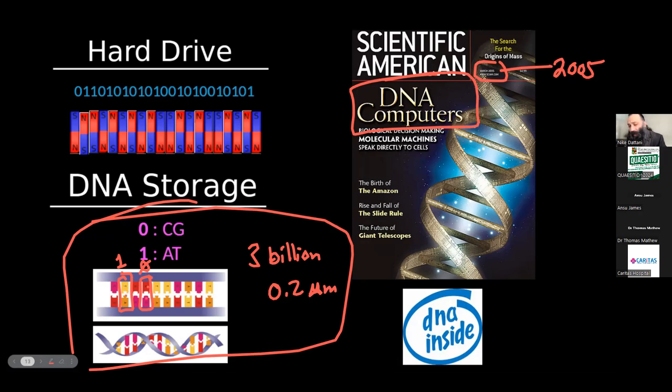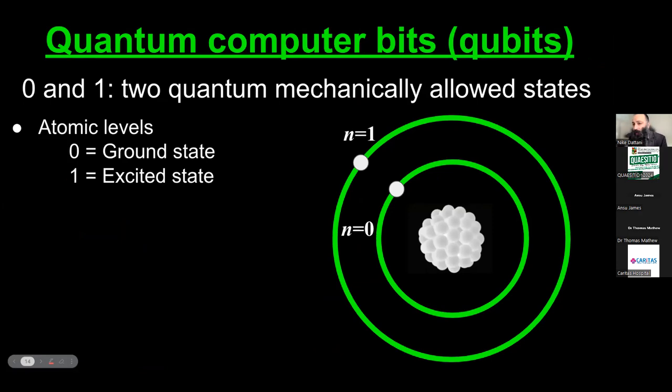You're either AT or CG. That's still a zero or a one. In a quantum computer, we have qubits. We still have zeros and ones, but they are now two quantum mechanically allowed states rather than just two classically allowed states. So if we have an atom, the electron could be in the ground state or in an excited state. This will be our zero and our one.